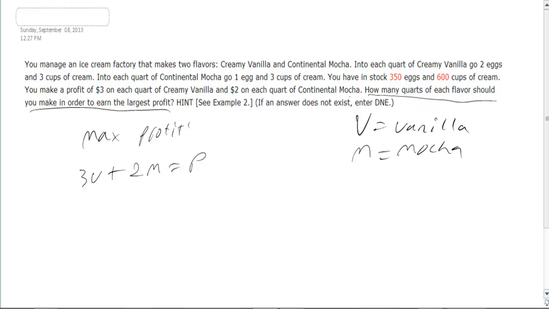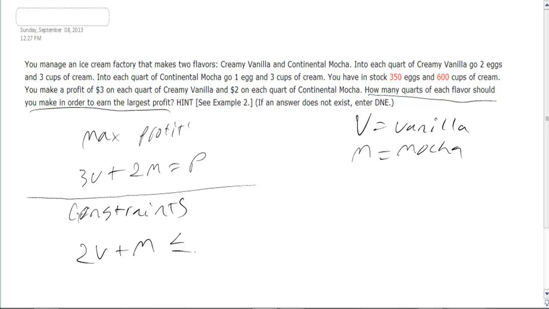Now, the other constraints are going to be related to, I believe, what's making this stuff. So let's see. Into each quart of cream and vanilla goes 2 eggs. Okay, so we're going to have an egg equation. So 2V plus, how many eggs go into mocha? 1. So M, that has to be less or equal to however many eggs we have, 350.